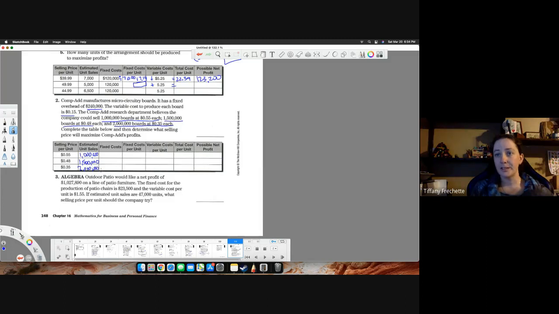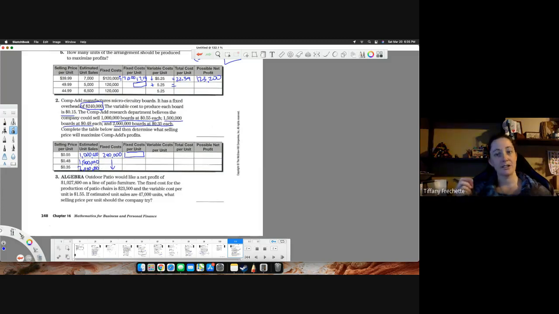So we filled in this first piece here. The fixed costs, well, that doesn't change. The fixed costs are going to be the same for each one. So, 240,000. We're just, again, filling this in, just making sure we're understanding the wording. Fixed cost per unit. So this is where we need to start dividing. So we're going to do 240,000 divided by 1 million. That'll tell us the fixed cost for this first one. Fixed cost per unit for this next one is 240,000 divided by 1,500,000. And then for the third one, it's 240,000 divided by 2 million.